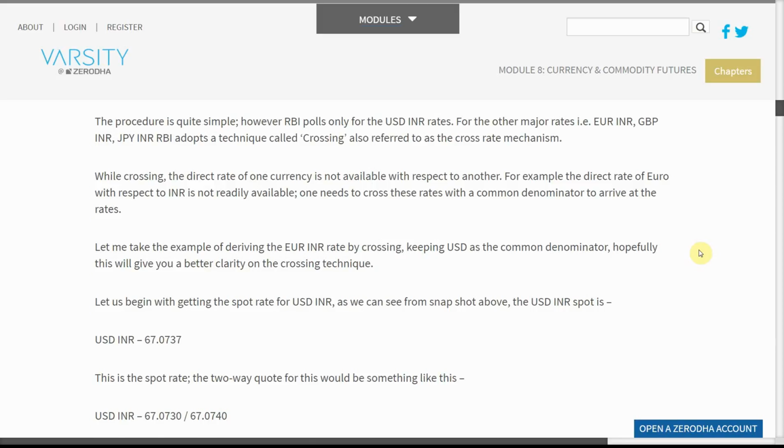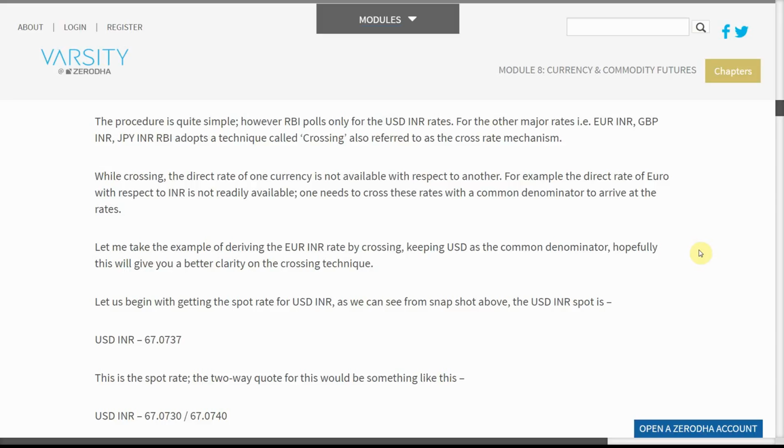However, RBI polls only for the USD/INR rates. For the other major rates, i.e. Euro INR, GBP INR, JPY INR, RBI adopts a technique called crossing, also referred to as the cross-rate mechanism. While crossing, the direct rate of one currency is not available with respect to another. For example, the direct rate of Euro with respect to INR is not readily available. One needs to cross these rates with a common denominator to arrive at the rates.